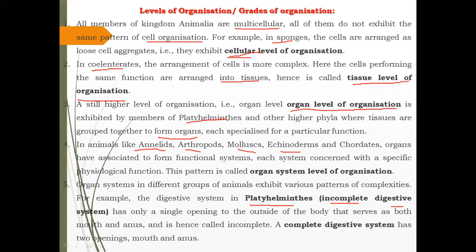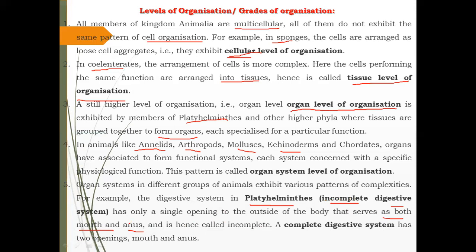They suck the food from the host animals by using their mouth parts, and this system is totally incomplete. They show just one opening on the outside of the body that functions as both mouth and anus. So it is called an incomplete type of digestive system, and hence it is called incomplete.